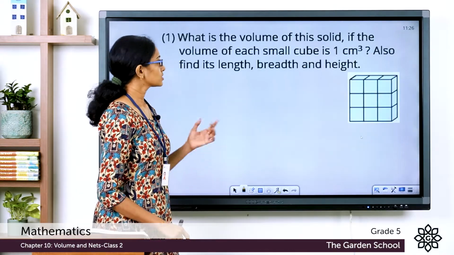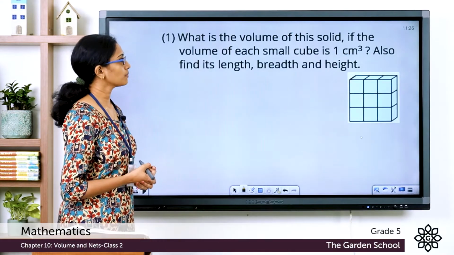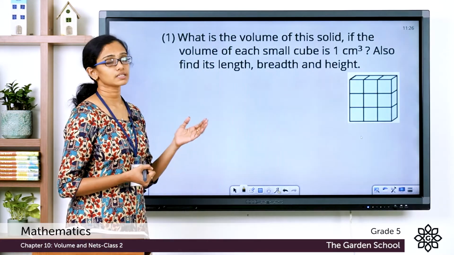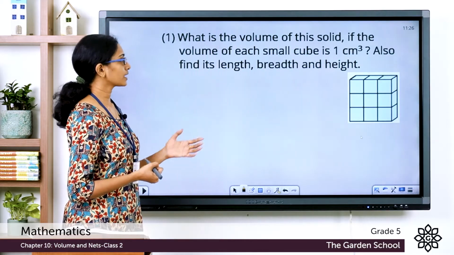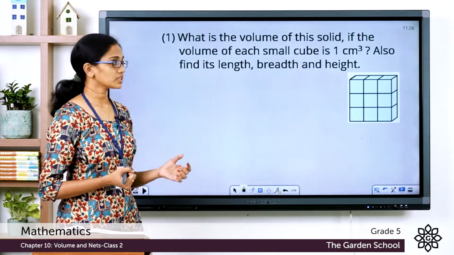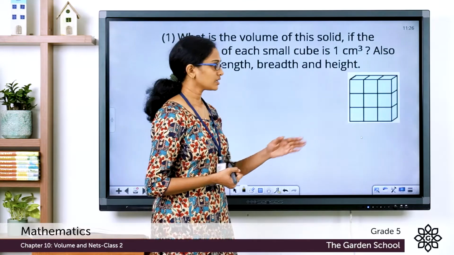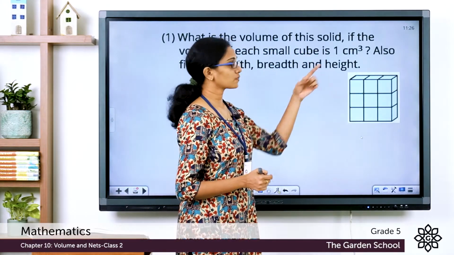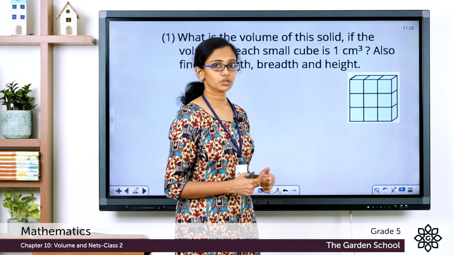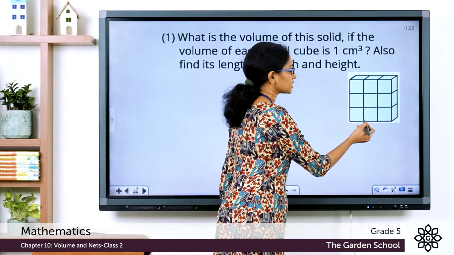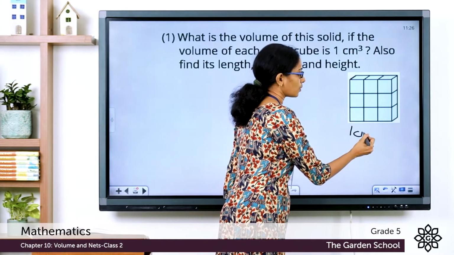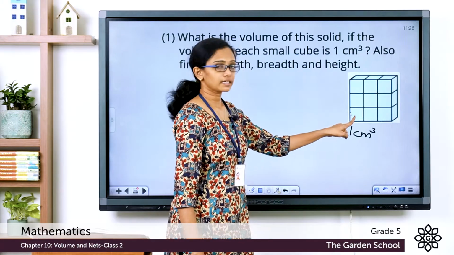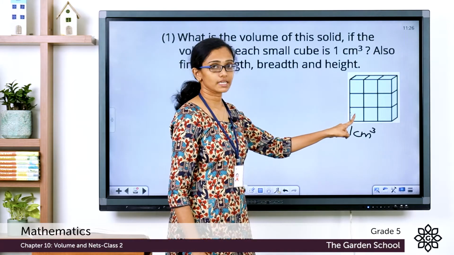Now, see this question here. What is the volume of this solid if the volume of each small cube is 1 centimeter cube? Also find its length, breadth and height. You see there is a solid figure given here. You can see cubes are being arranged here. It said in the question that each of these small cubes is a unit cube and has got a volume of 1 centimeter cube. So 1 cube like this has got a volume of 1 centimeter cube.